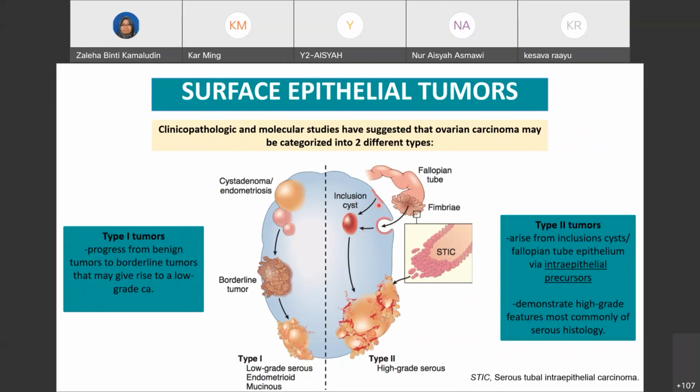Or it can derive from serous tubal intraepithelial carcinoma. It means that this tumor is derived from the fallopian tube precursor, then goes to the ovaries, forms a cyst, and directly transforms into high-grade serous carcinoma. In terms of morphology, type 1 is usually low grade, with a spectrum from benign, borderline to malignant. Type 2 is usually high grade, going directly from benign to high grade. It does not have the borderline type.